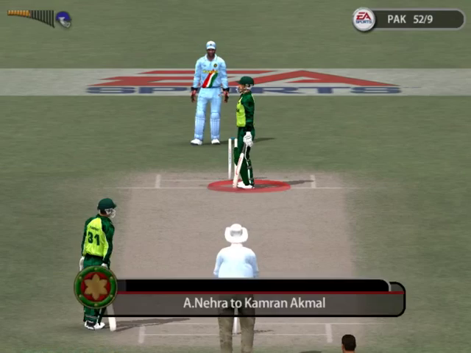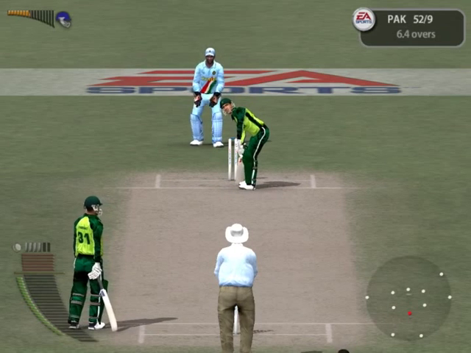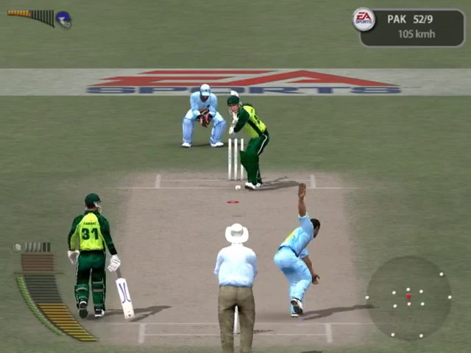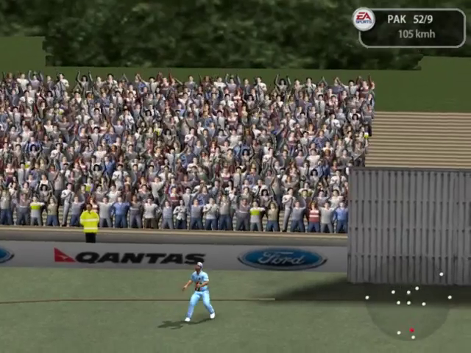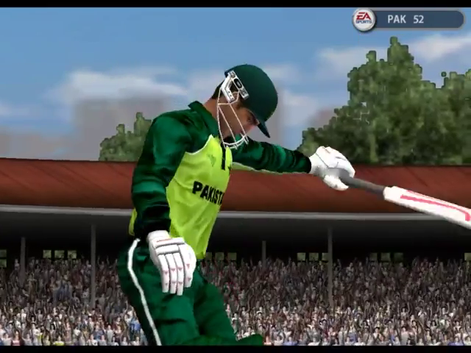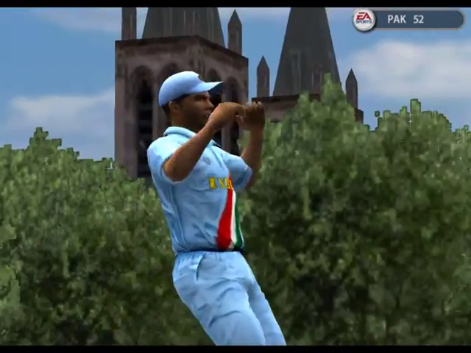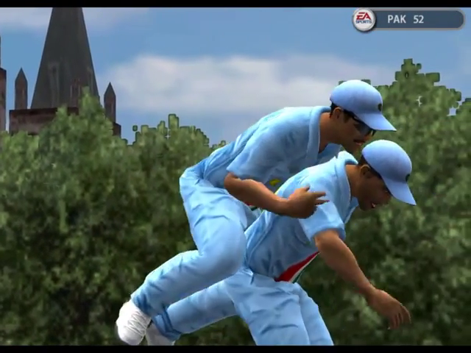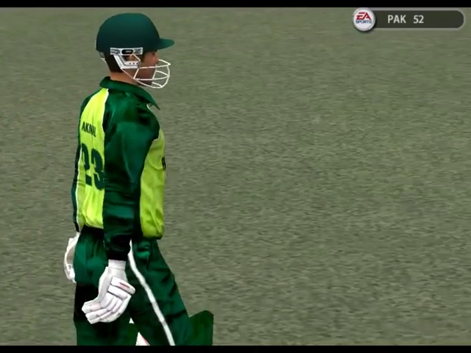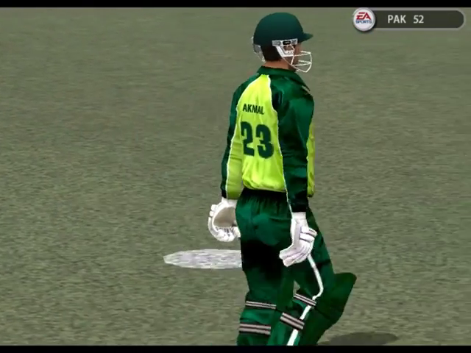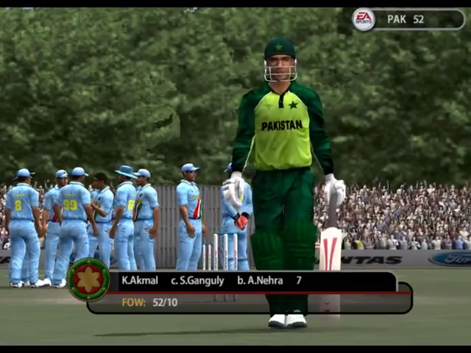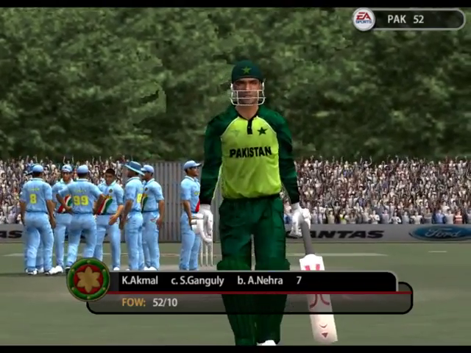Those are the first runs. Nehra continues. In the field by India, the batsmen really didn't apply themselves very well. That's 5 wickets for Nehra. It's been a great spell of bowling out there, and he's troubled the batsman and deserves his wickets. Kamran Akmal makes his way back to the dressing room.